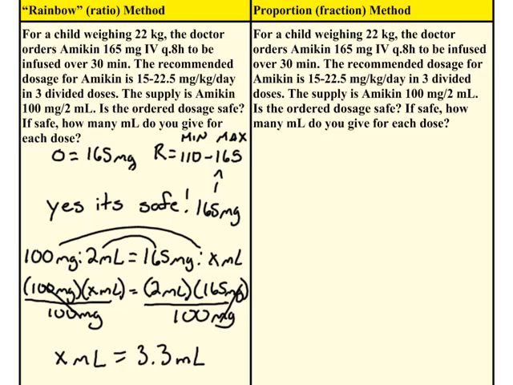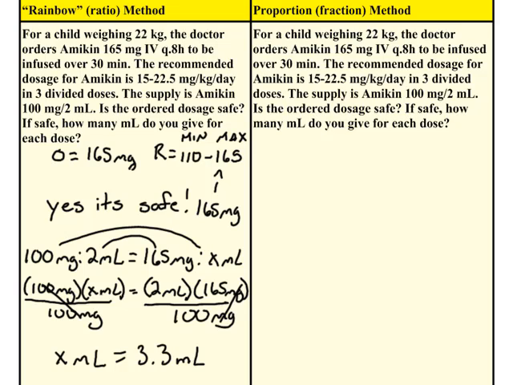We can also use the proportion method to solve the same problem. We have a child who weighs 22 kilograms, and the doctor orders Amycin 165 milligrams IV every 8 hours to be infused over 30 minutes. The recommended dosage for Amycin is 15 to 22.5 milligrams per kilogram per day in 3 divided doses. The supply is Amycin 100 milligrams per 2 mLs. Is the ordered dosage safe? And if it's safe, how many milliliters do you give per dose?